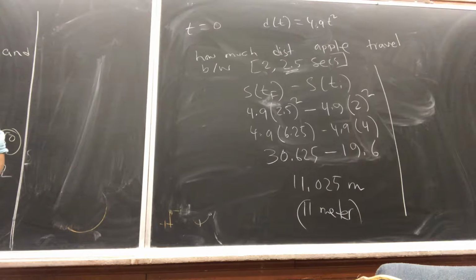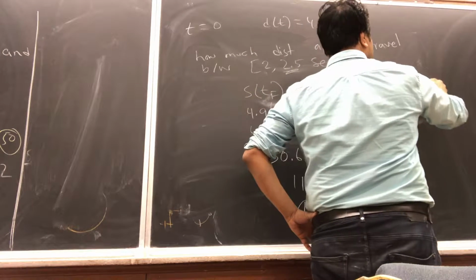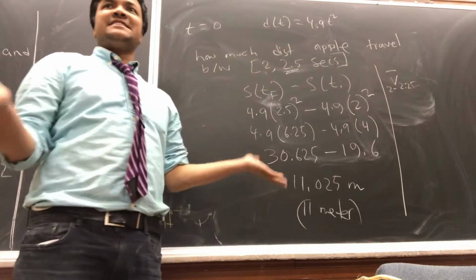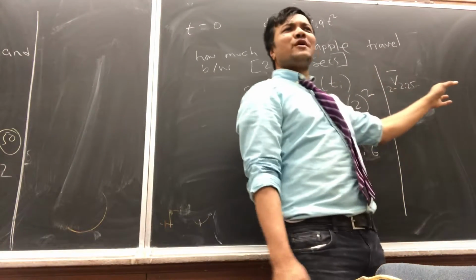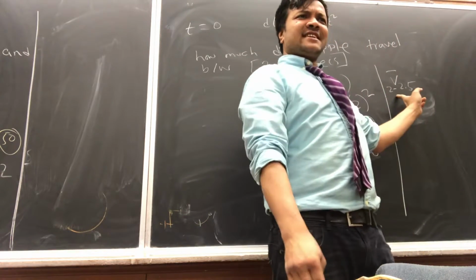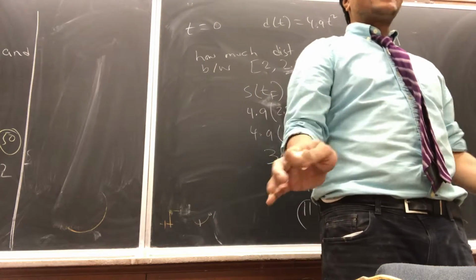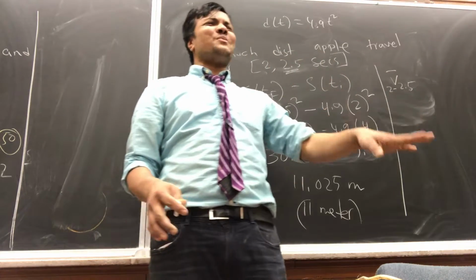What is the next part? The next part is the average velocity between 2 and 2.5. Does that make sense? This is an interval, right? Can you find an instantaneous velocity in this interval? No. Instantaneous velocity doesn't exist in an interval. It only exists at one point, not two points, not an interval.